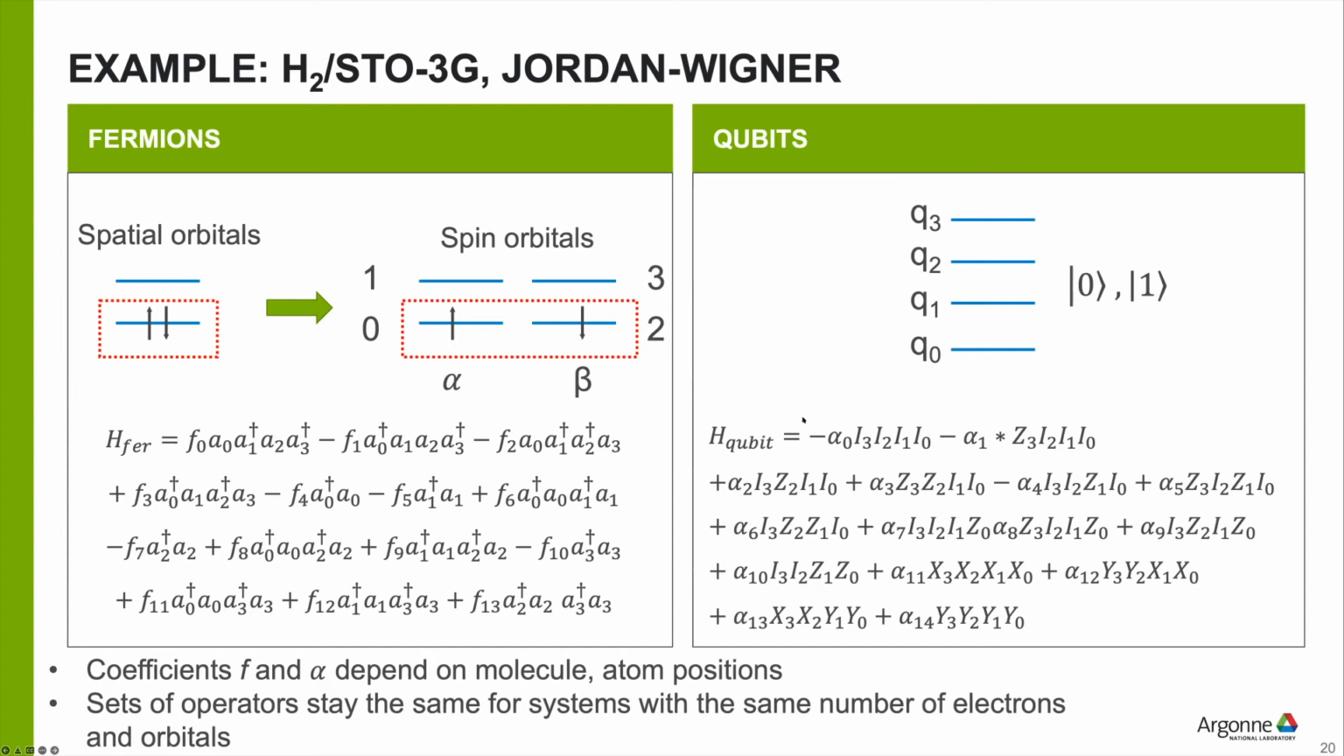After you do the transformation to qubits, this gets less intuitive. For example, the first term here is just a bunch of identity matrices, so basically nothing, it's just a coefficient here. With the second term, you apply a Z matrix on the third qubit.